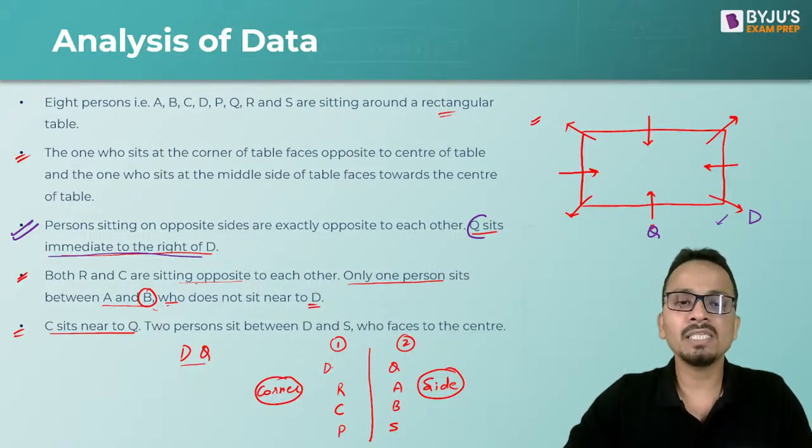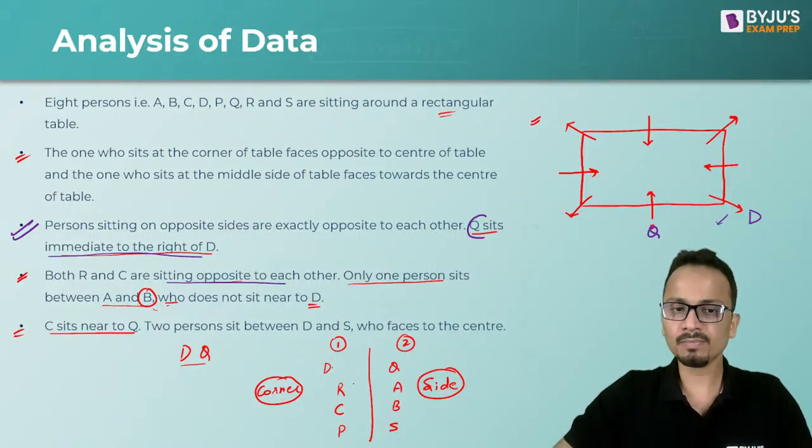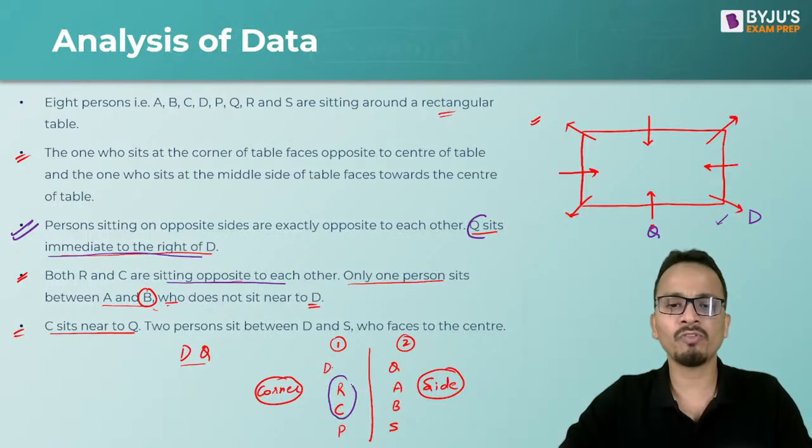Both R and C are sitting opposite to each other. Now R and C are also in group 1. Okay, and they are sitting opposite to each other.